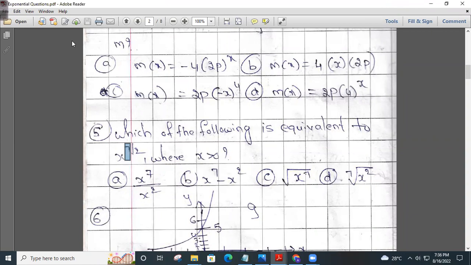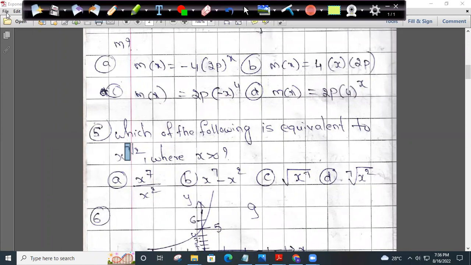So what is the answer for this? a power m by n should be the nth root of a power m. So x power 7 by 2 is the square root of x power 7. Because the 2 itself denotes the square root, there is no need to have this number again. So the square root of x power 7.